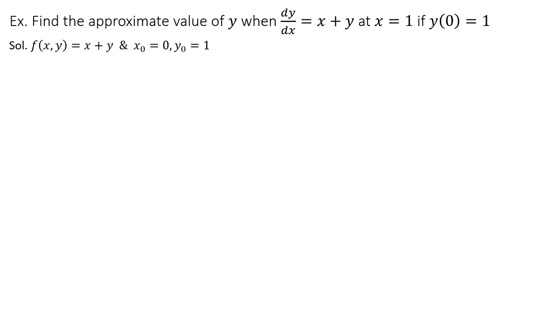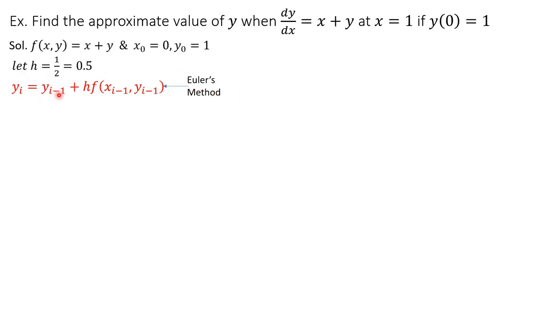So this is our f of x y, x plus y, x naught is equal to 0 and y naught is equal to 1. Okay, so let us take h is equal to 1 by 2, that is 0.5. So in 2 iterations we will get the answer for x is equal to 1. Alright, so this is by Euler's method.